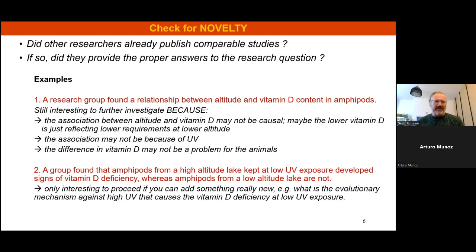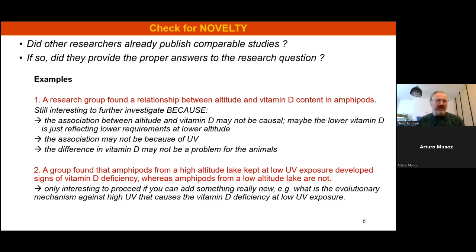And I give this as an example. Suppose that you find that a research group already described the relationship between altitude above sea level and vitamin D content in amphipods. That's certainly an interesting piece of work for you in your preparation. But it doesn't mean that it already solved the question, because there are several reasons why it's still very relevant for you to continue the research. Finding a relationship does not mean it's a causality. So the association between altitude and vitamin D may not be causal.